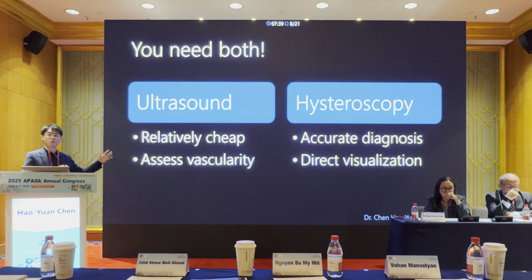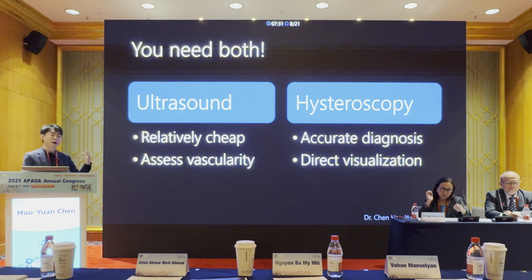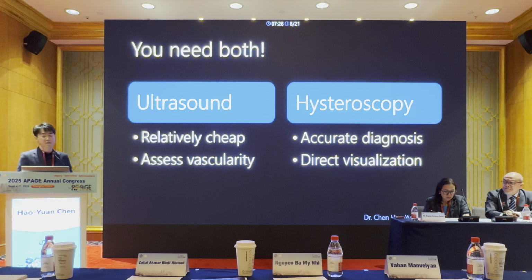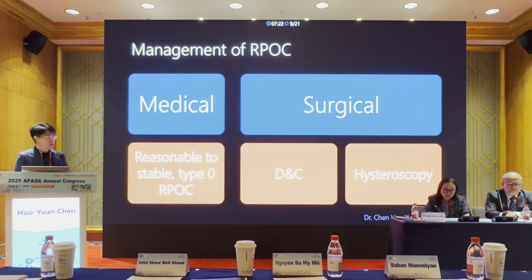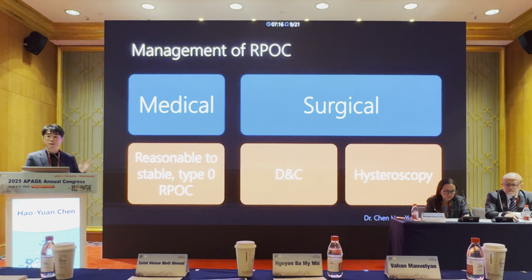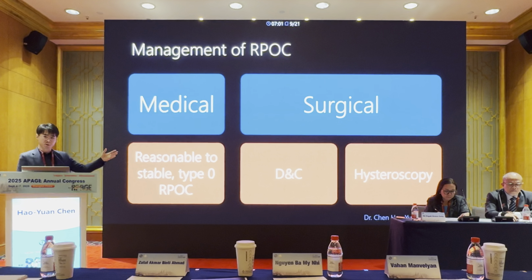As a result, I think we need both. Ultrasound is very cheap and it allows us to assess the vascularity. And hysteroscopy is more accurate in the diagnosis, and it also provides direct visualization, which is essential for our surgical plan. It is reasonable to treat the RPOC patient medically if the patient does not bleed a lot and if there is no flow in the RPOC. But if the patient has profound bleeding or there is extensive flow in the RPOC, then the patient most probably is going to need surgery, for which you have two options. The first is DNC, and the second is hysteroscopy.